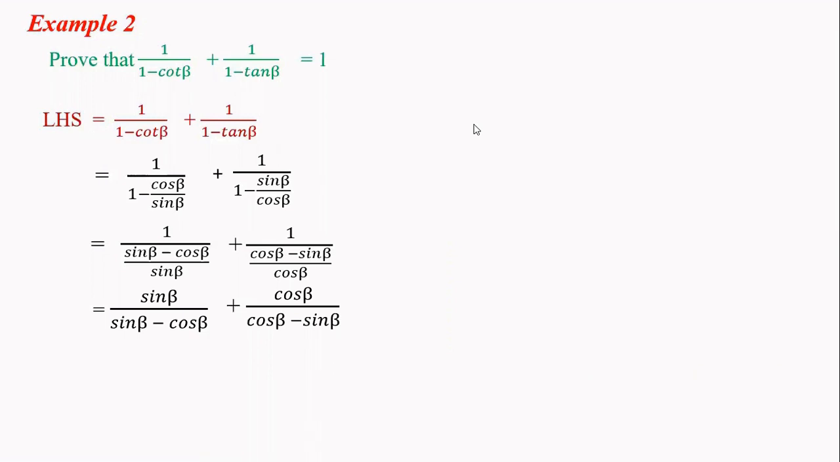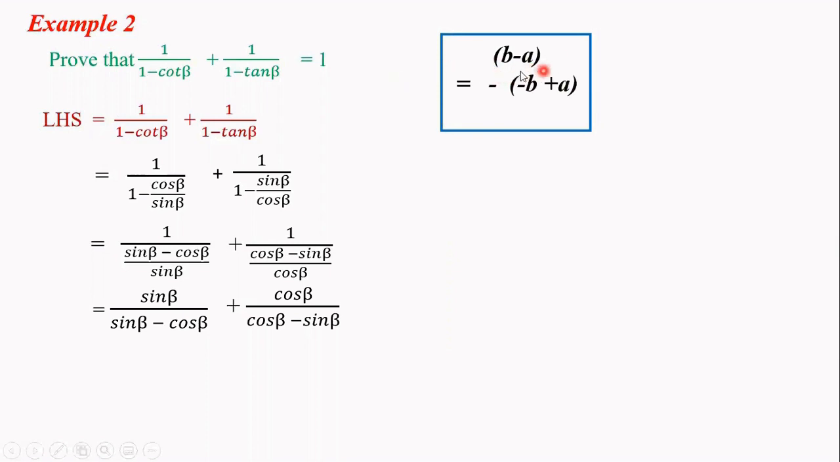Again, let's see one more algebraic simplification. If we have b minus a, when we take minus common, the plus b becomes minus b and minus a becomes plus a when we take minus common. And then after arranging it, we have minus, inside here, a minus b.